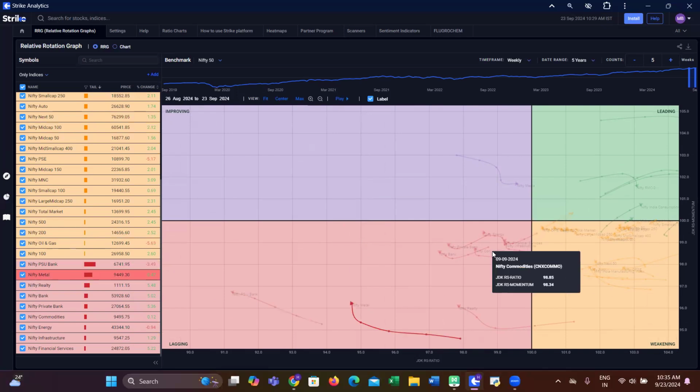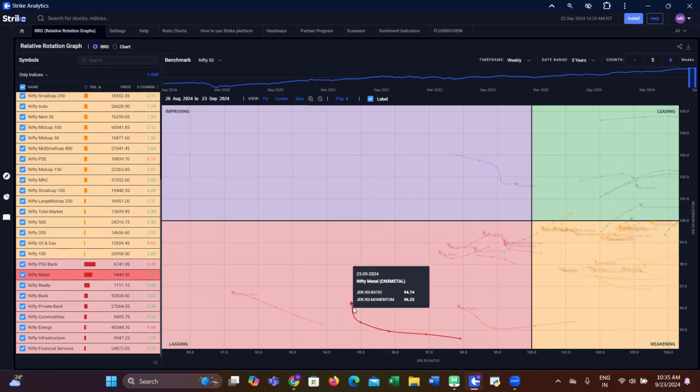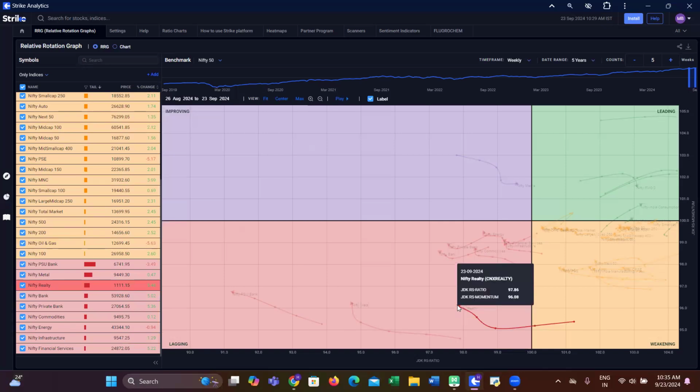Nifty Metal, there is a possibility of turnaround of Nifty Metal, and it is headed towards improving. So keep an eye on this. This is very interesting, very very interesting. Nifty Realty, a slight upward movement towards improving and slight increase of the RS momentum, not on the RS ratio side. So keep an eye on this as well. Nifty Bank, there is a slight upward movement. If it goes further with good relative strength, it will be very interesting, but keep an eye on this.